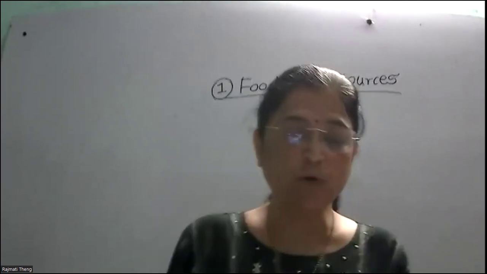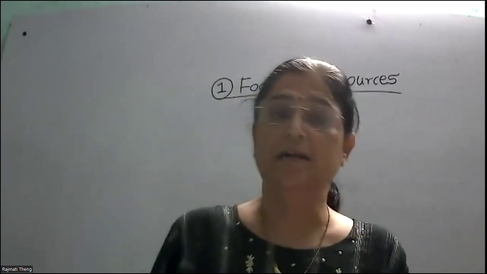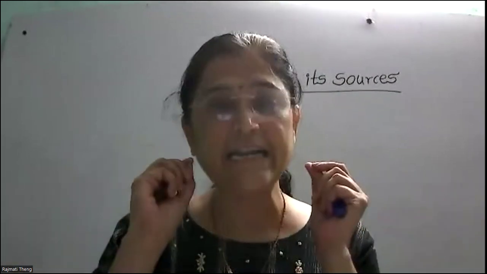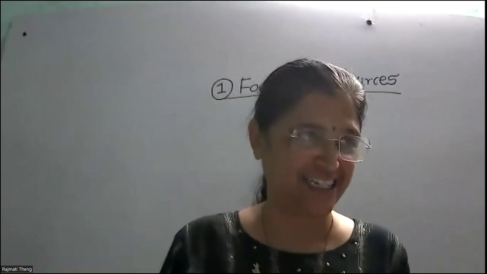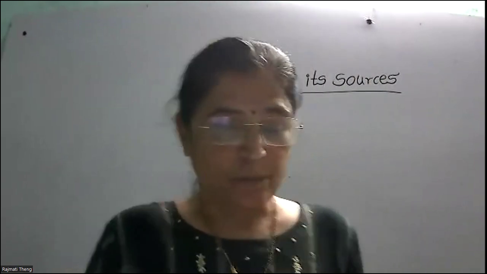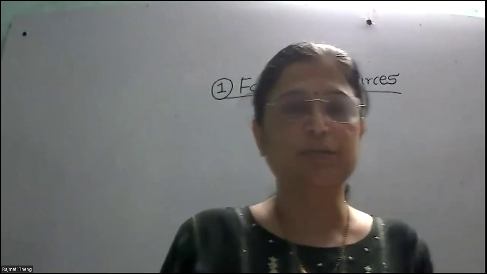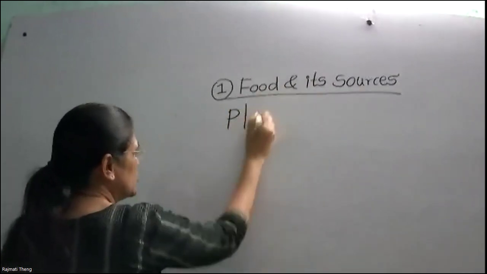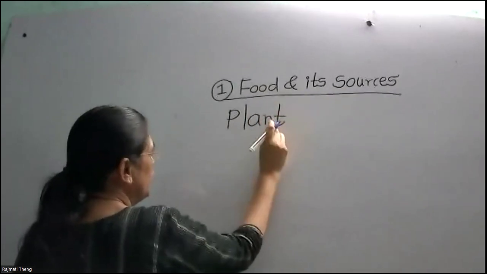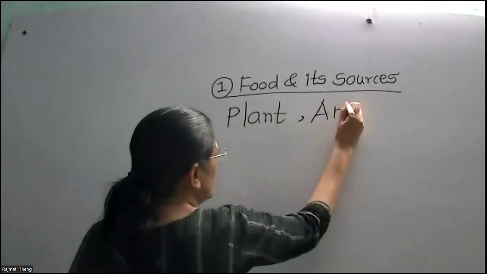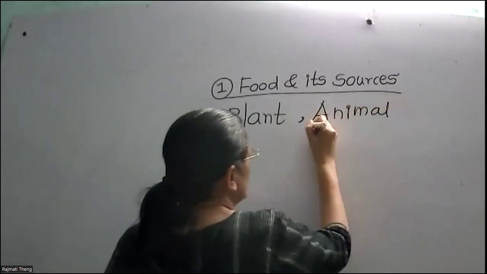Most of the food items that we eat are made from ingredients. Ingredients are the substances which are used to make the dish. So we obtain food from two main sources, that is plant source and animal source.